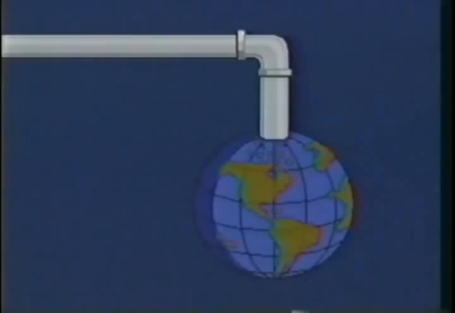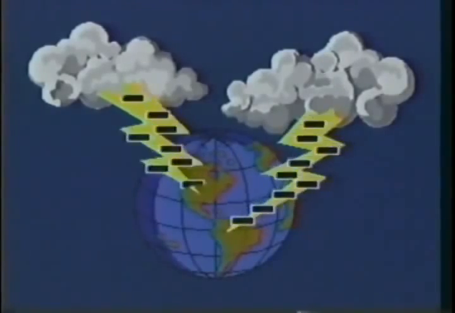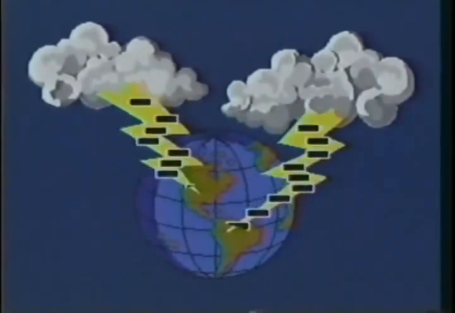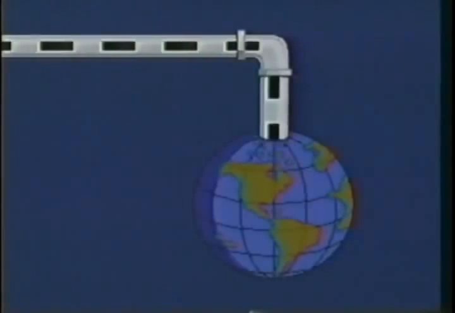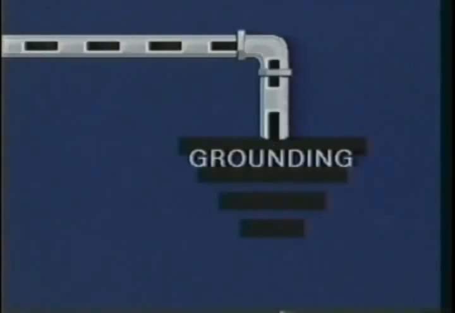This connects to the earth, which is neutral in charge. Because of its vast size, the addition of small amounts of charge, or its removal, does not significantly affect the earth's overall charge. The process of connecting something to the earth by means of a conductor is called grounding.